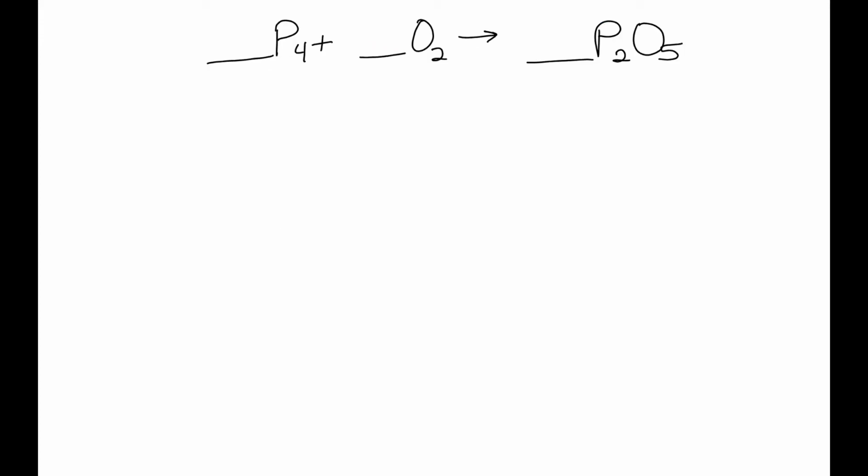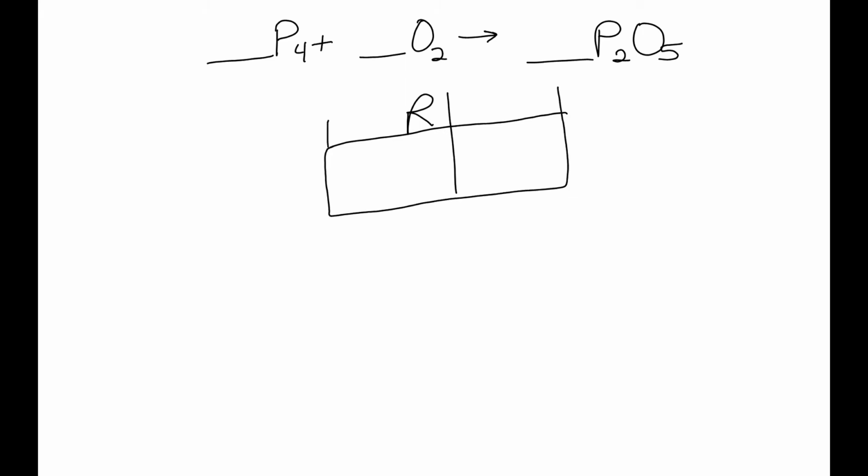Okay, let's try this one. So this time we're going to do reactants and products. And as I said, since I can't erase, I'm going to be forced to cross out. So I got P's and O's. Okay, so on the left-hand side, we've got 4 P's and 2 O's, but over here we have 2 and 5. Well, the P's are easy. All I have to do is put a 2 in front of that P, and then I've got them balanced.